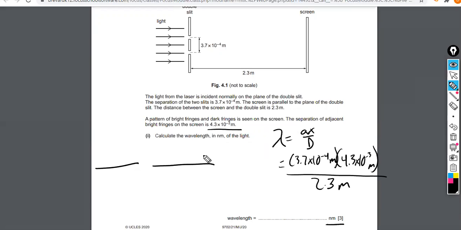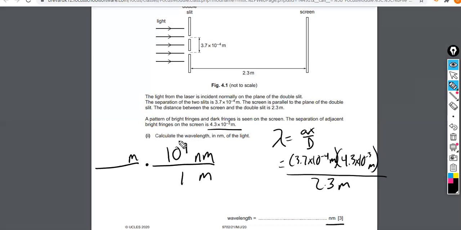I'm going to roadmap my solution. I know that the answer here is going to be in meters, so I want to convert to nanometers. And I remember that there's 1 billion, 10 to the 9, nanometers per meter, okay? So the final step of the calculation will be to multiply whatever number you get here by 1 billion.